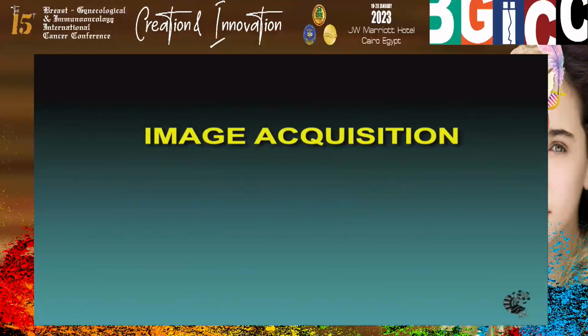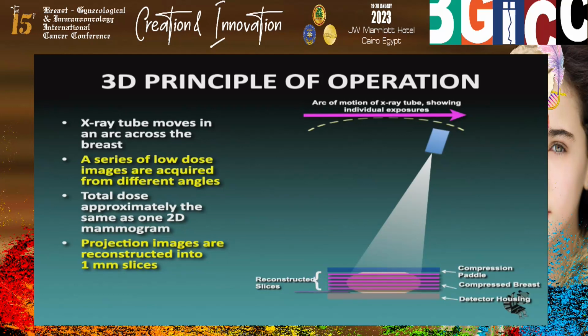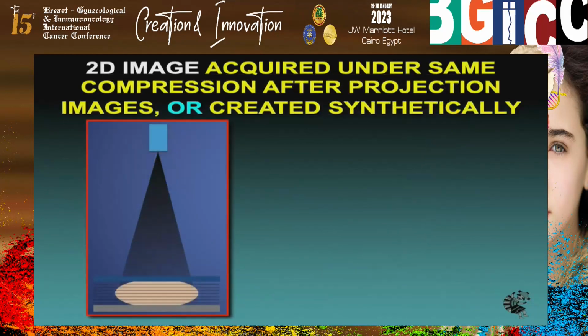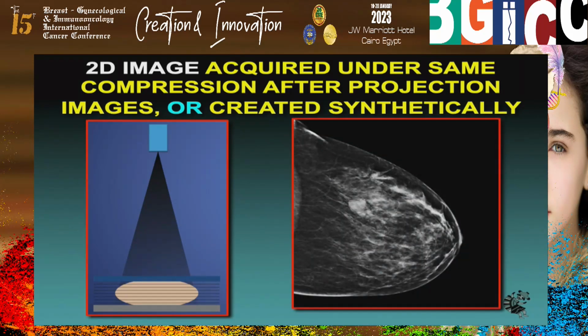So how does the tomosynthesis work? The acquisition is pretty remarkable. There's an X-ray tube that goes across the breast, producing a variety of projection images, which are then reconstructed into 1 millimeter slices that are then displayed in a scroll-like fashion on our workstation so we can scroll through them almost like you're looking at a movie, as you know. Now, in addition, we still need a 2D image, and this can be obtained as a separate 2D image, but now can be created synthetically from our tomosynthesis slices.